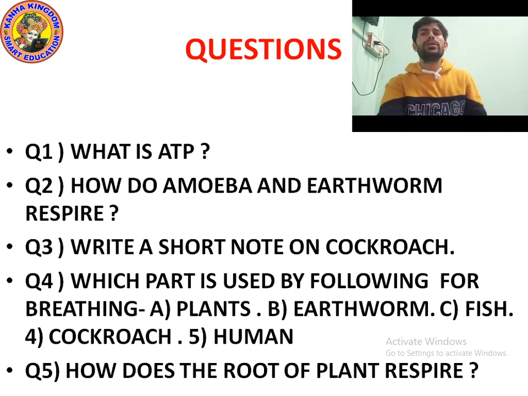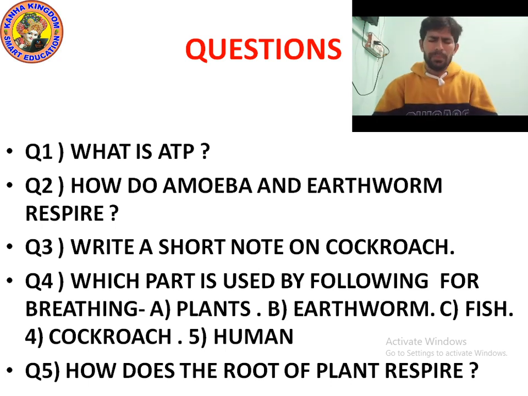Then what about the older roots? In the older roots, the exchange of gas occurs by lenticels. So what are lenticels? The lenticels are thin-walled, loosely arranged cells having intercellular space.